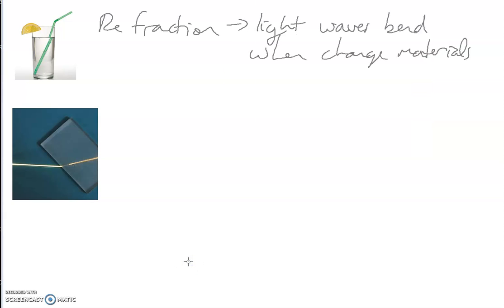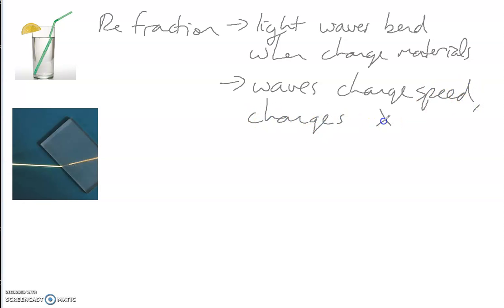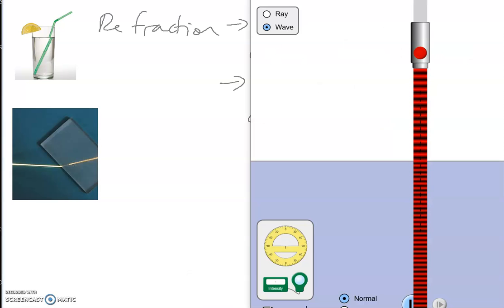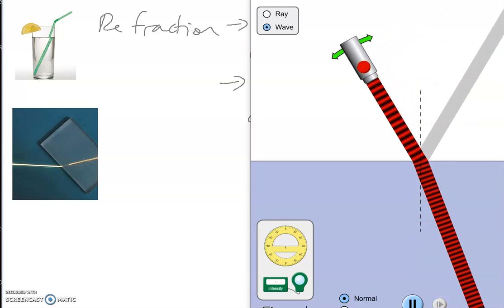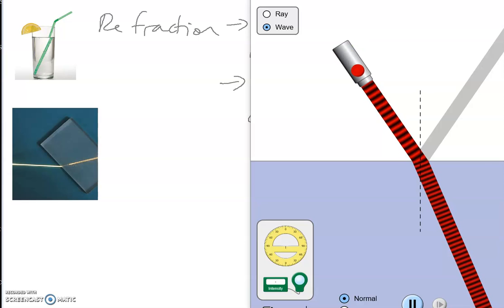So let's go back here for a second. So when light changes mediums, the waves actually change their speed, and because of this, it also changes the wavelength. Okay, so let's go back to things. So how does that cause it to bend? Well, if I take this thing and angle it, it will bend. Okay, now why does it bend?